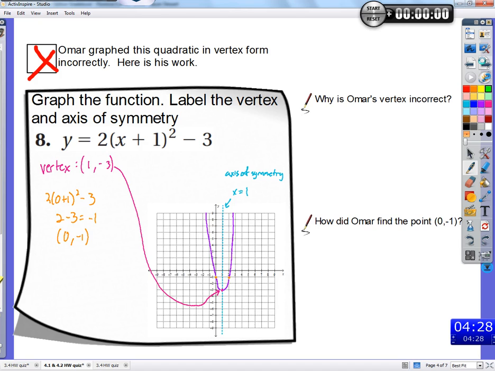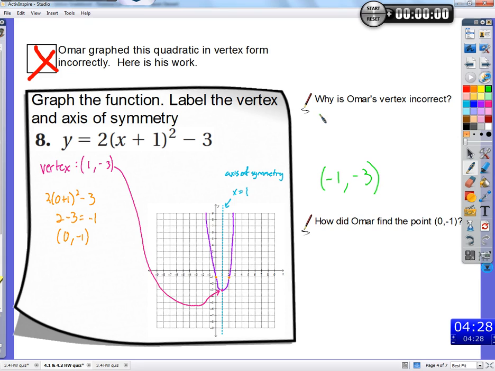Dakota? +1. What's +1? Inside of parentheses. Inside is +1. Go left. So it should go left. It shouldn't go, well, what did Omar do? He went right. Common mistake, right? That +1 inside the parentheses, we remember it's a horizontal shift, but then we say it's to the right rather than to the left. So that +1 inside the parentheses should have been a shift to the left, which means the vertex should have been -1, -3. Right, this is a shift down 3.